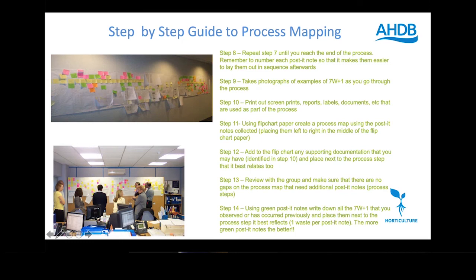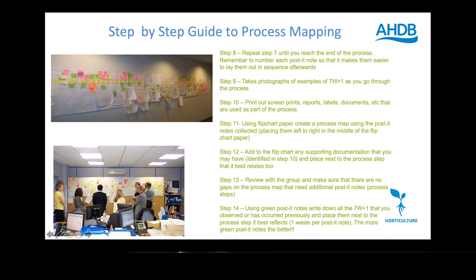By the time you finish, like that diagram I showed you earlier, you've got yellow post-it notes all the way through. Normally what I do as well, a really good thing to do, especially now everyone's got mobile phones, is take photographs of the waste as you go through it. So you've got a visual record of what the problems are. As mentioned earlier about printing out screen prints, any labels, any documentation, and the photographs of the waste that you've taken as you go through this, stick them up on the process map as well.